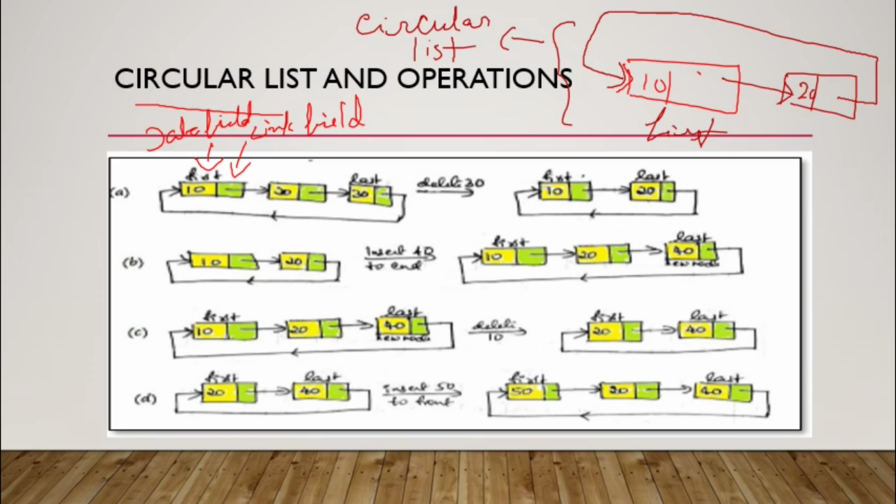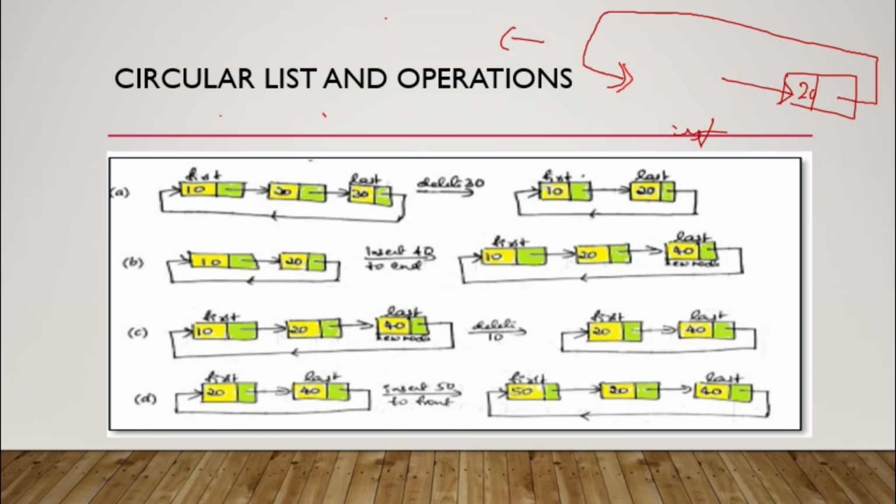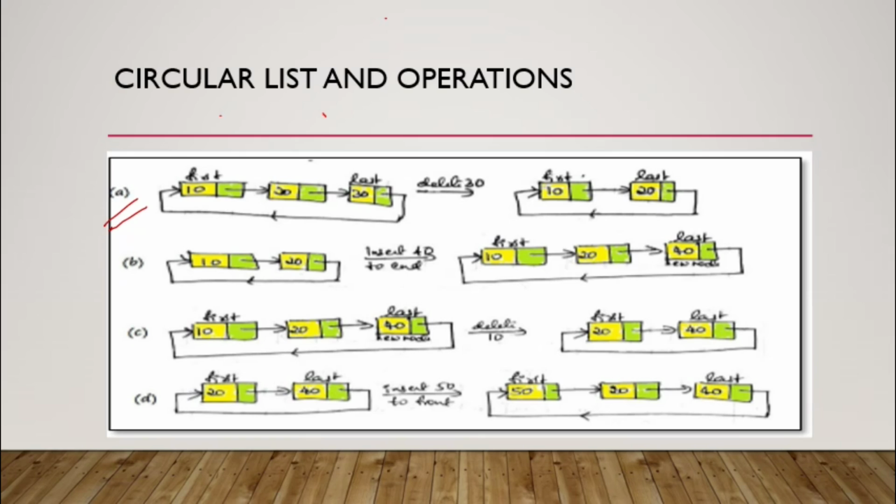Now let us understand the operations we can do on the circular list. Four kinds of operations are shown here on a circular list. So if you go to A, they have a list over here with three nodes having data 10, 20 and 30, and the first pointer and last pointer are pointing to the right places. The next of the last pointer we point to the first, so that makes it circular.